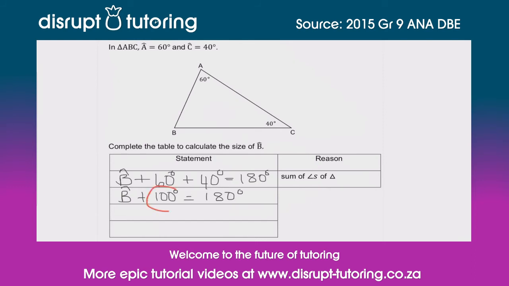And now we want to get rid of this 100 so that B is left on its own. So we need to subtract 100 from the left-hand side, and because there is an equal sign in the middle, we need to do the same thing on the other side. So that means once we've subtracted from both sides, we're left with a B on the left-hand side, and it's going to be 180, subtract the 100, leaves us with 80 degrees. And that gets you all of the marks for this question.